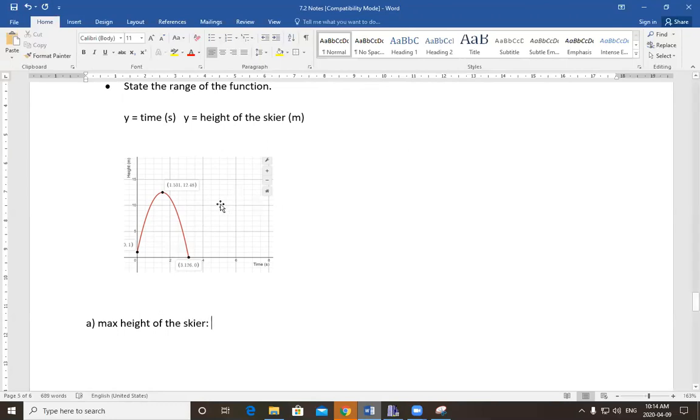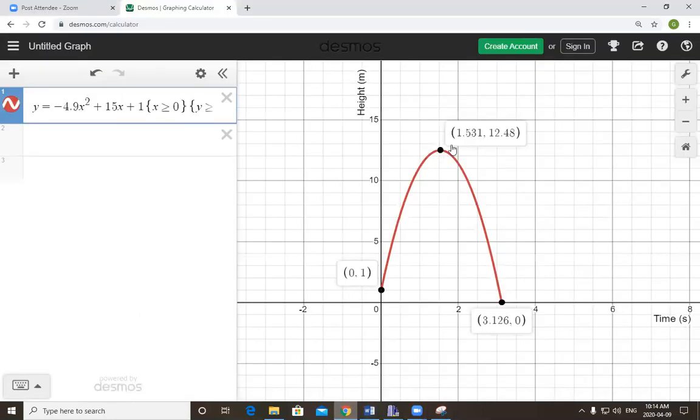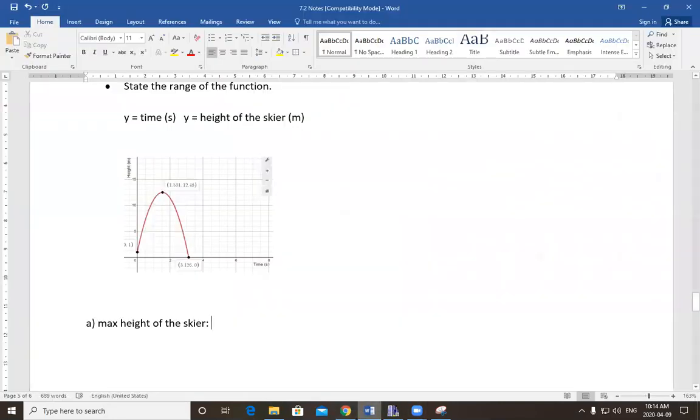How are we going to do that? Well, we are going to look on our graph and find what the maximum height would be. It would be at the vertex and it would be the y-coordinate. So we would click on the vertex. The y-coordinate is 12.48 meters. So the max height is the y-coordinate of the vertex. Therefore, max height equals 12.48. Make sure you put units, meters. So that would be your final answer right there. That's the maximum height of the skier.